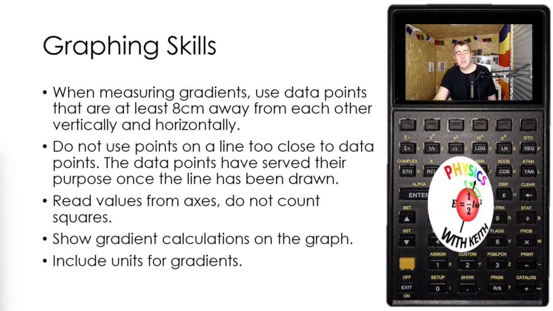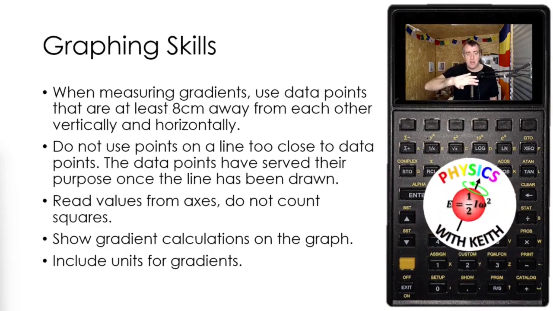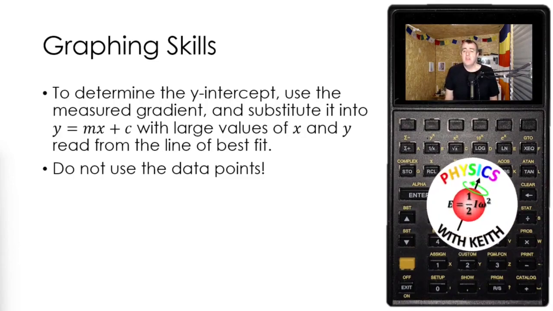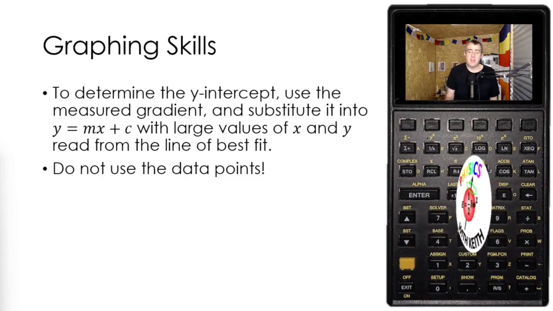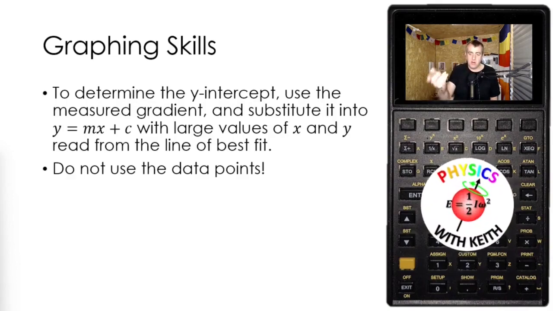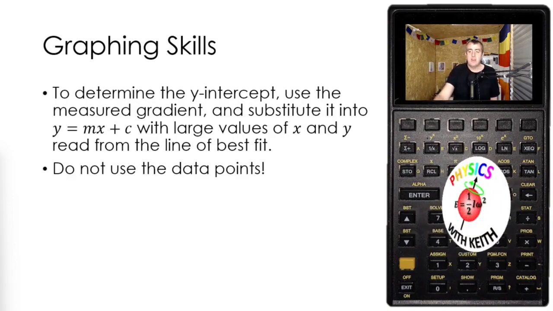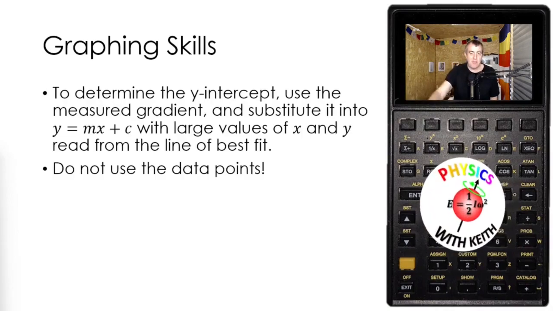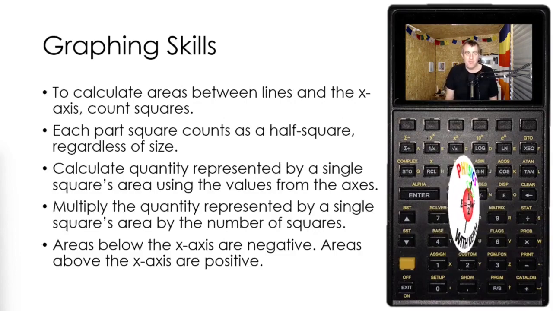And gradients have units. It's the unit of the y-axis divided by the unit of the x-axis. Gradients have units. So if we want to determine the y-intercept, as I've just said there, use large values of x and y and the value of m that you've just calculated. Don't use the data points, use the line. The data points have served their purpose once you've drawn that line.